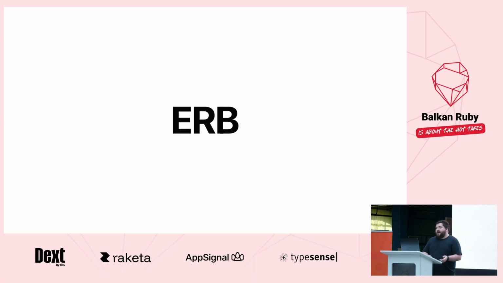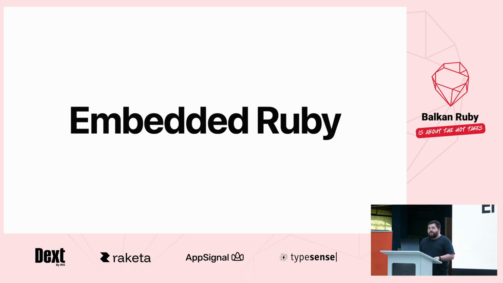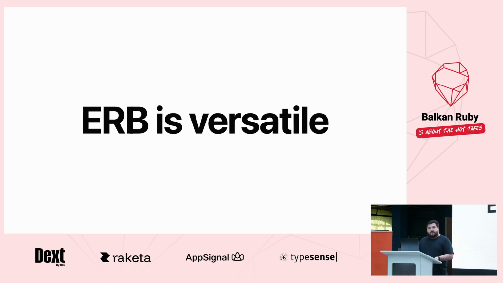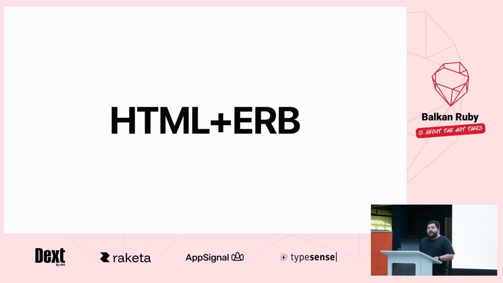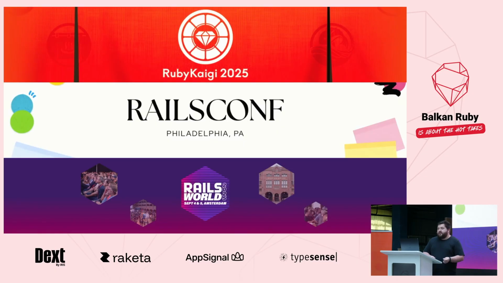So most of the time, we are using ERB, which stands for Embedded Ruby. But the thing is that ERB itself is really versatile. Most of the time in our day-to-day lives, we are using ERB next to HTML. So we are dealing with the variant of HTML plus ERB. This talk is kind of a continuation of my talks from RubyKaigi, RailsConf, and Rails World last year.